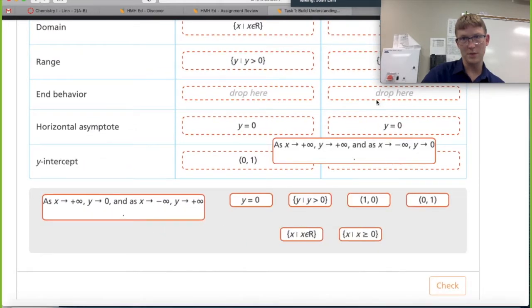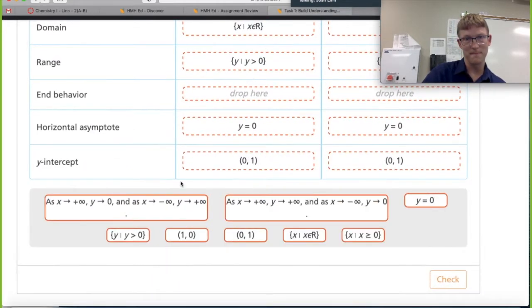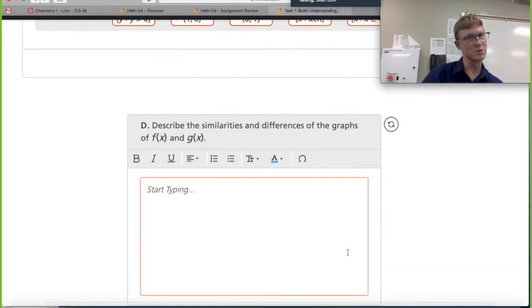Oh, they're not even going to let me check it because I can't get these. Whatever, technology is failing us. We're still going to learn math.